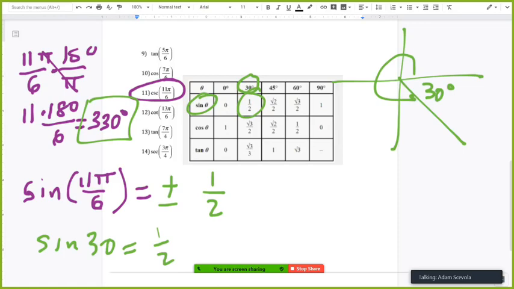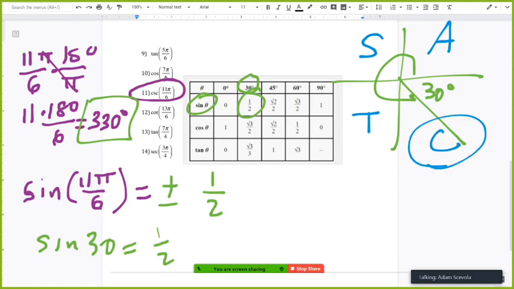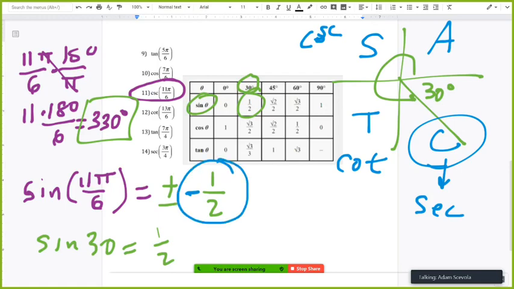The way we tell, well, that makes sense if it was cosine. But the fourth quadrant for sine is negative. Only if it was cosine, it would be positive, or secant, it would be positive, because cosine is the reciprocal of secant, the reciprocal of cotangent is tangent, the reciprocal of sine is cosecant. So since it's in quadrant 4, it's actually going to be negative, because sine is negative in quadrant 4.